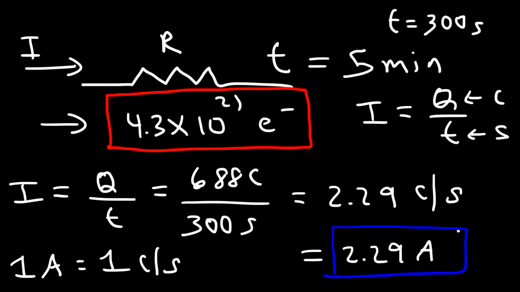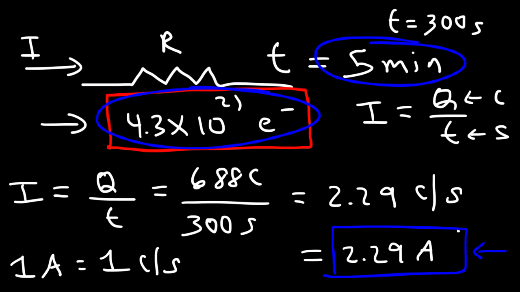And so hopefully this helps you to see the relationship between the current in amps with regard to the number of electrons that's flowing per unit time. So the current represents the rate at which electrons are flowing in a circuit.